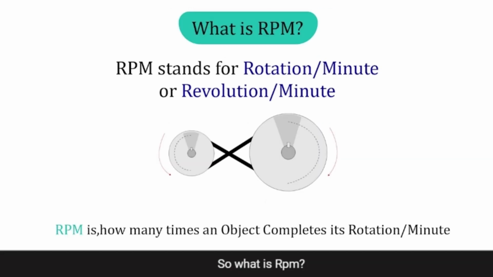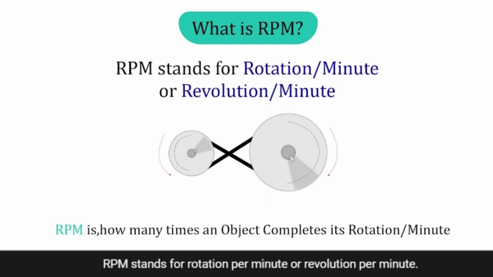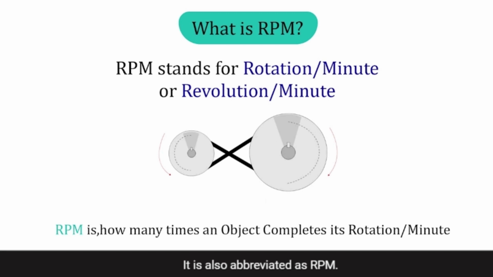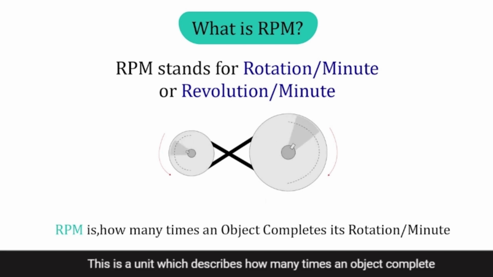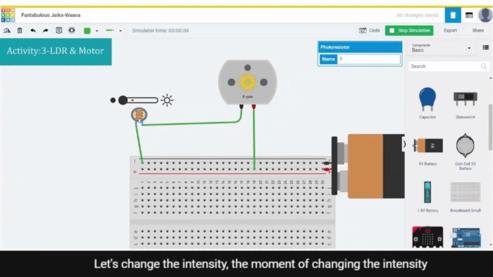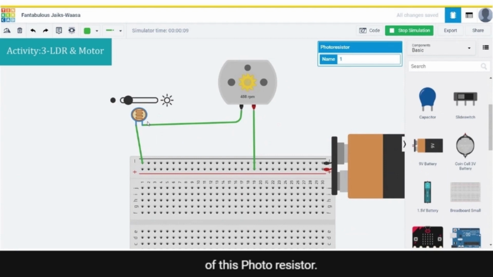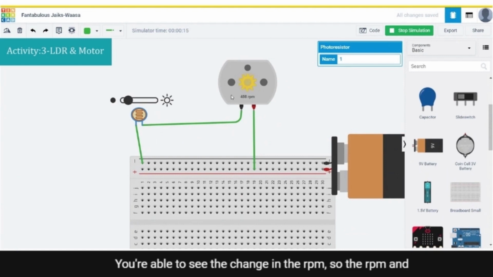So what is RPM? RPM stands for rotations per minute or revolutions per minute. This is a unit which describes how many times an object completes a cycle in a minute. Let's change the intensity. The moment I'm changing the intensity of this photoresistor, you're able to see the change in the RPM. So the RPM and the current have a direct proportionality.